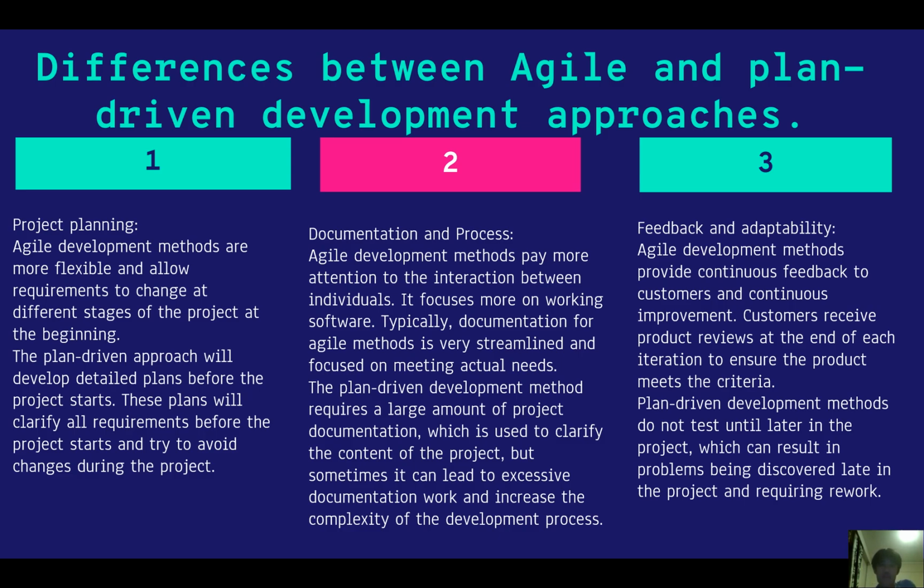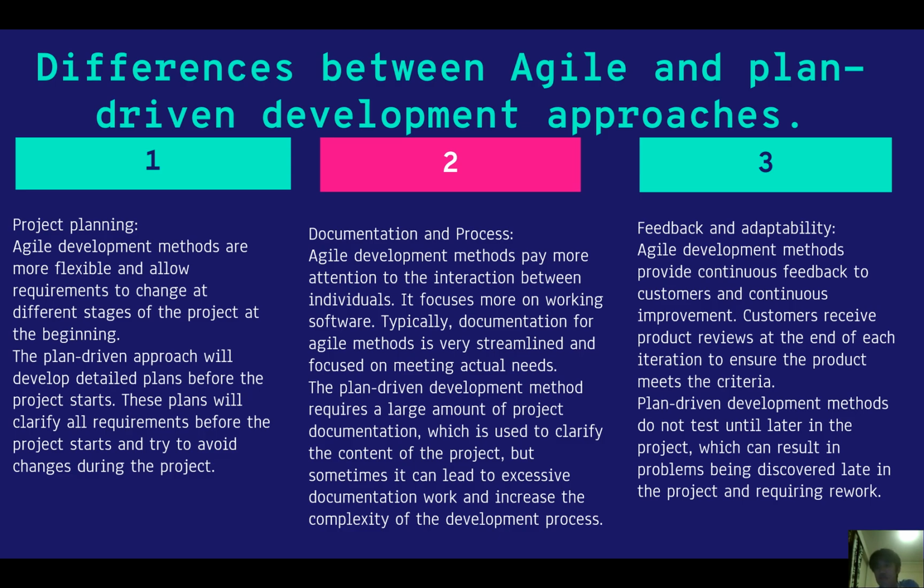Second, the documentation and process. Agile development methods pay more attention to the interaction between individuals. It focuses more on working software. Typically, documentation for Agile methods is very streamlined and focused on meeting actual needs. The plan-driven development method requires a large amount of project documentation, which is used to clarify the content of the project, but sometimes it can lead to excessive documentation work and increase the complexity of the development process.